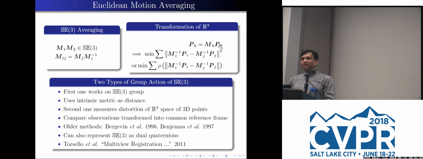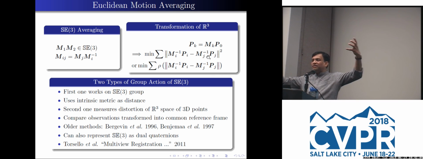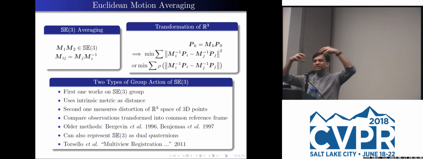Imagine I have a point in a globe in my canonical coordinate system P0, and I apply a transformation MK. I get a representation in the new coordinate system PK, right? So now what I could do is write it in this fashion, and what this is simply doing is taking all matching points, mapping them all into the same coordinate system, and then measuring differences in distance. And once you do that, you can set up an optimization.